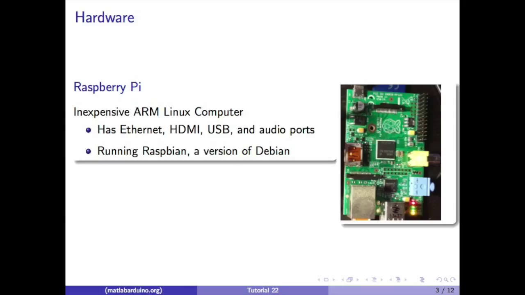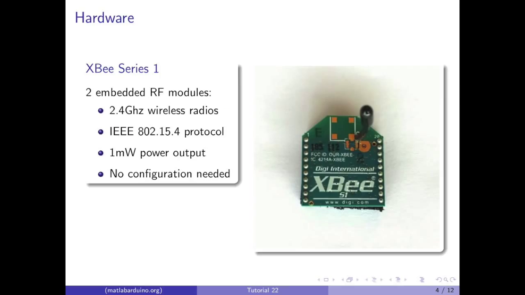The Raspberry Pi is a popular ARM-based Linux computer. It is inexpensive and relatively powerful for the price. We will be using the Raspbian Linux distro available on Raspberry Pi's website. We will also be using two XBee Series 1 wireless radios for communication between the Arduino and the Raspberry Pi.